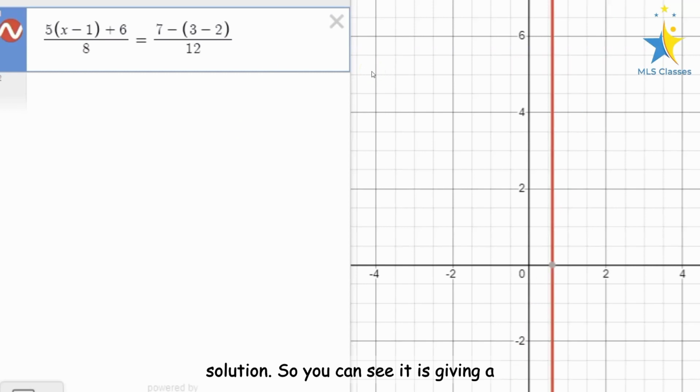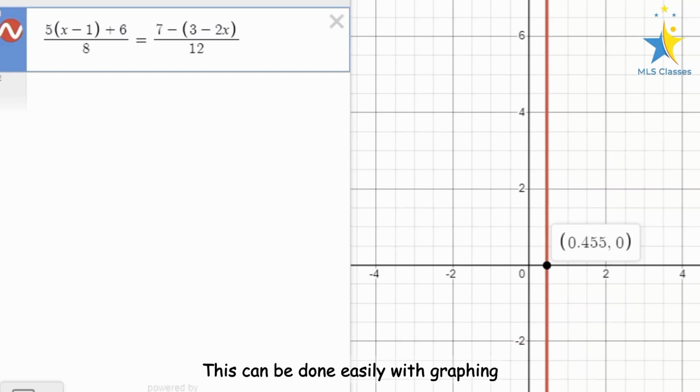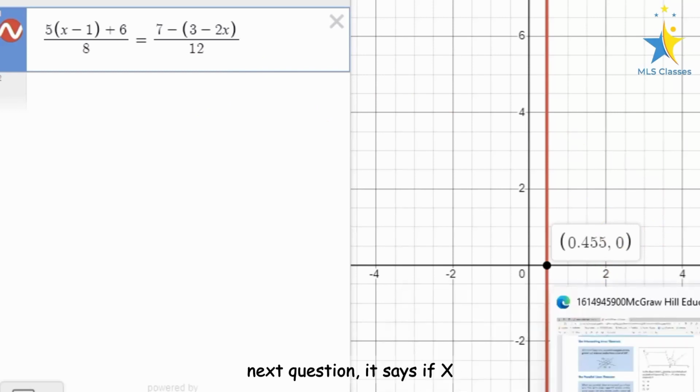So you can see it is giving a line which has this point at x-axis 0.455. When you convert this 0.455 into a fraction, that is basically 5 over 11. So this can be done more easily with a graphing calculator. Now coming to the next question.